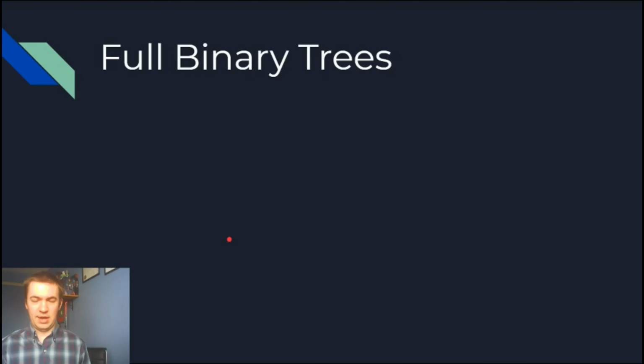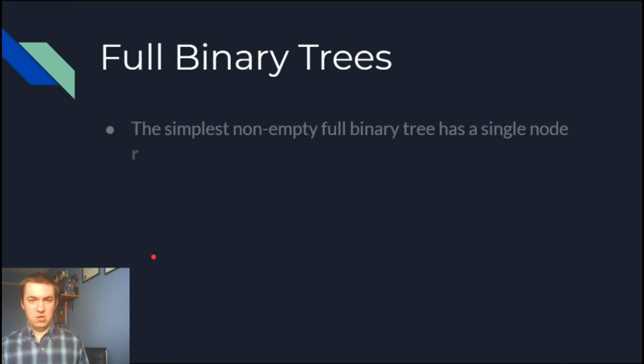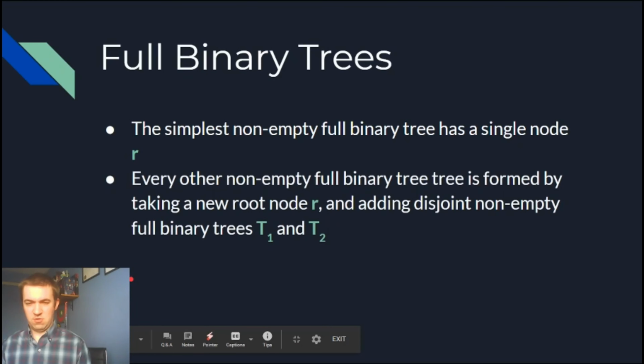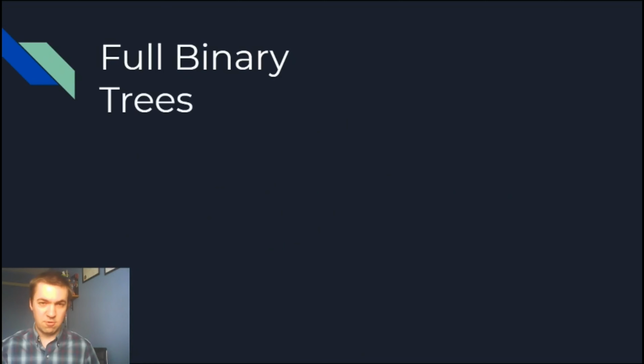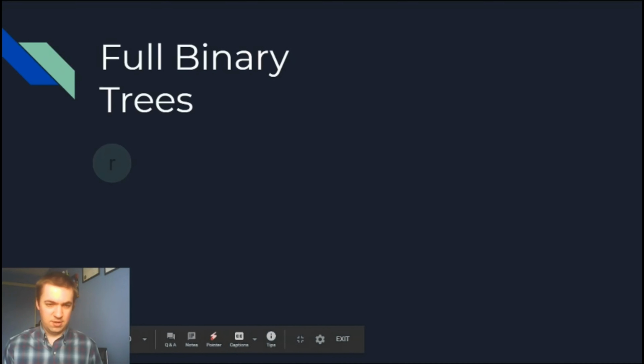Let's take a look at how we build a full binary tree. So the very simplest we can have, other than the empty ones, we'll ignore the empty ones for this problem, is just the single node R. Every other tree that's non-empty is formed by taking a new root node R and adding two trees to either side, T1 and T2. So in the really simple example we had before, we had our root node, and then we just added two new nodes left and right. But we can also build bigger ones like we saw earlier. Let's go through a few examples of what these might look like.